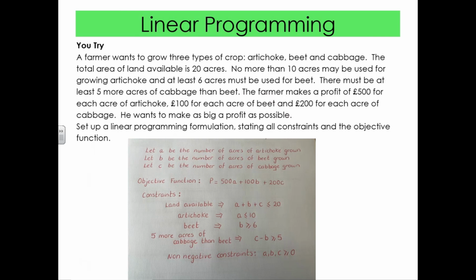And for no more than 10, why is that equal to? For A. No more than 10, so it can be equals. It can't be more than 10. It could be 10, could be 9, could be 8.